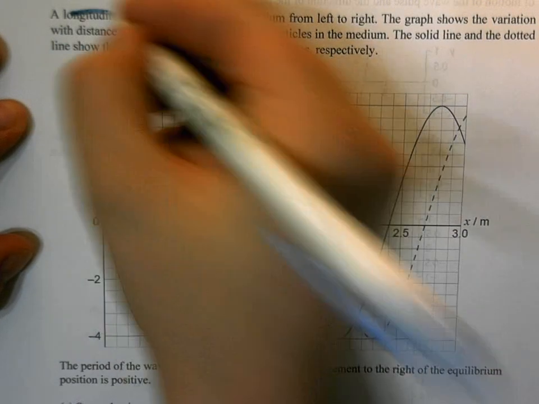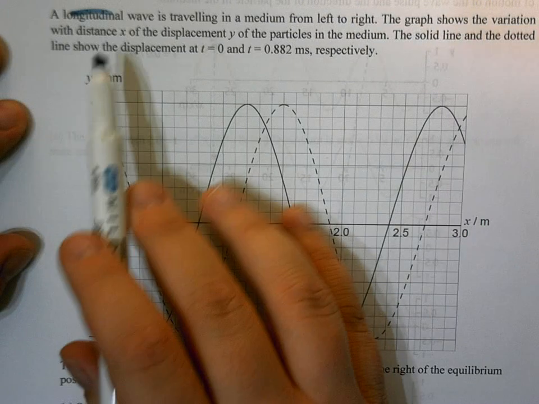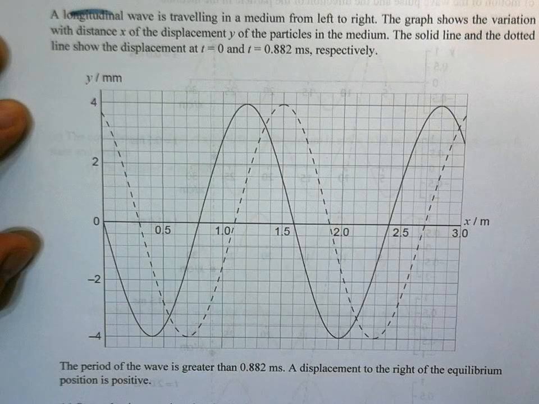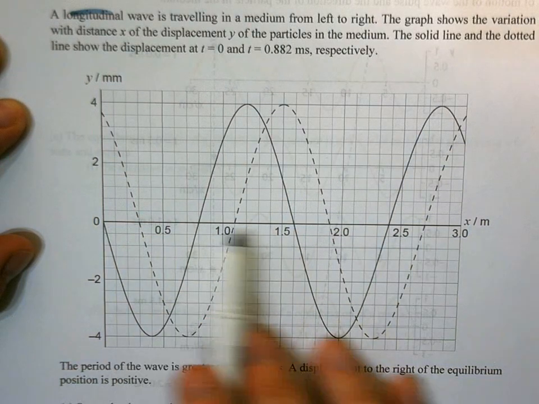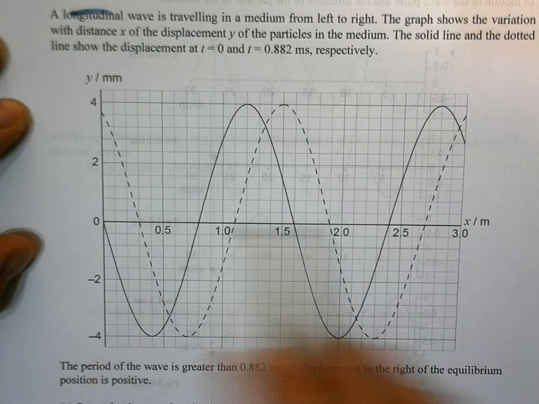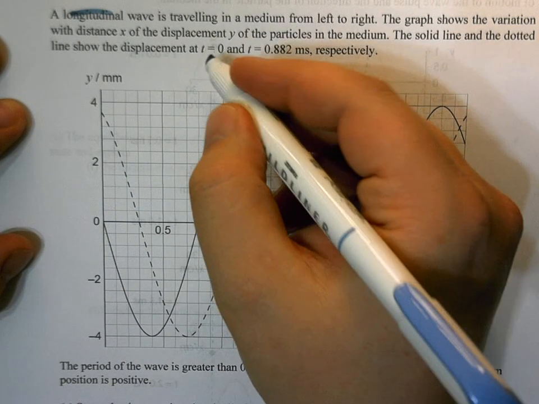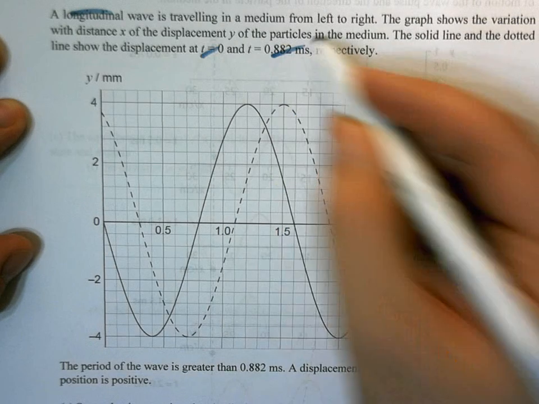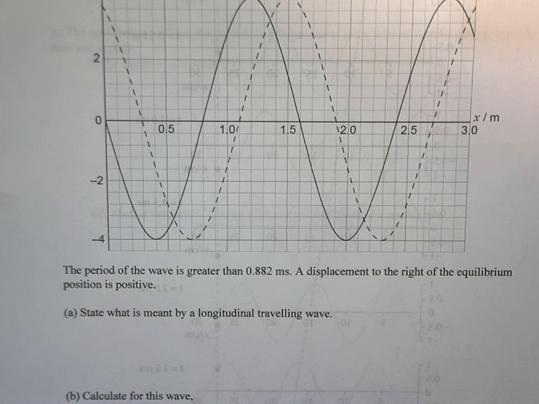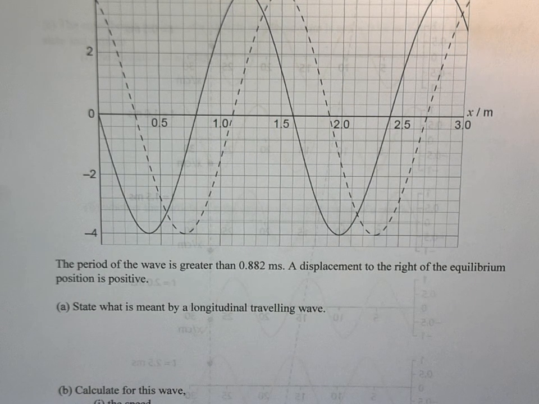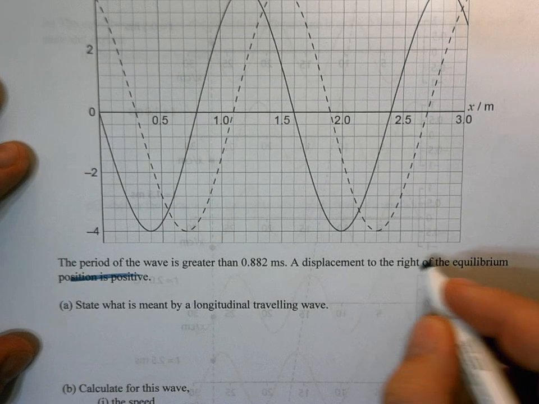So we have a longitudinal wave traveling in a medium from left to right. The graph shows the variation with distance of the displacement y of the particles in the medium. So we have displacement on the y-axis and the position of the wave on the x-axis. The solid line shows the displacement at t equals 0, and the dashed line shows t equals 0.882 milliseconds. We're told that the period of the wave is greater than 0.882 milliseconds, and a displacement to the right of the equilibrium position is positive.